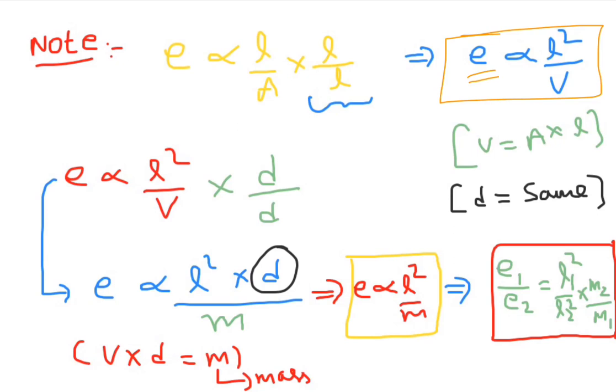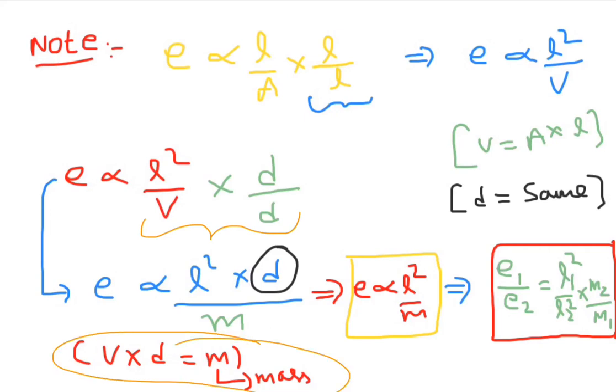Now, what I am doing is taking density. Here, D is density. And numerator and denominator I multiplied with density. What will happen if I multiply density to the numerator and denominator? In the numerator nothing will happen, but in the denominator you observe volume into density. Volume into density is called mass.